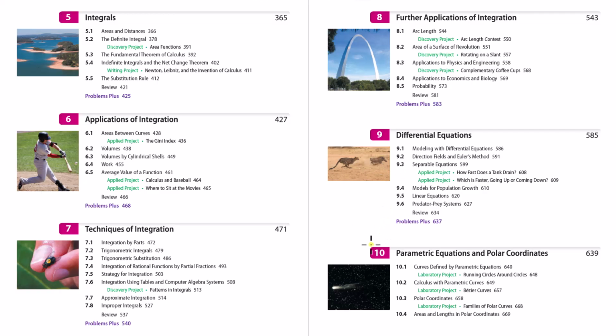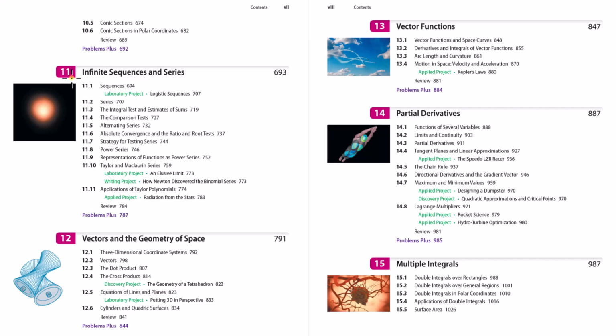But Calculus 2 also includes Chapter 10 on parametric equations and polar coordinates. And then also in Calculus 2, we go through Chapter 11 on infinite sequences and series. Then Chapter 12 and on are Calculus 3, multivariable calculus.